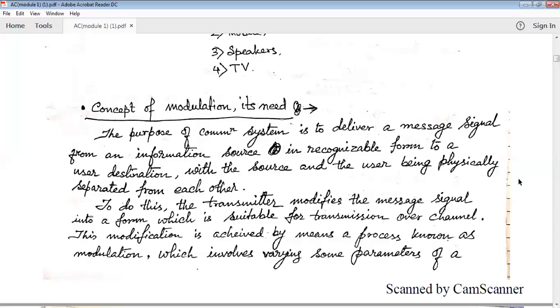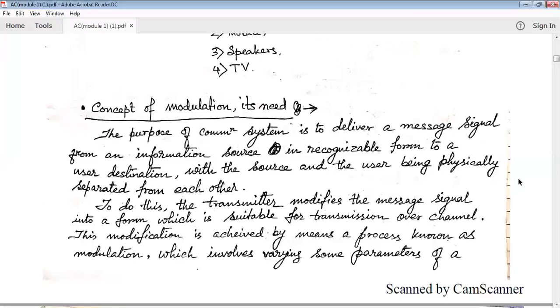My voice can be audible in my home, in my room, but it cannot be audible outside. To make it audible outside, we are using the telephone, this laptop, the internet, and all these are communicated via a carrier signal. The carrier signal is carrying my message signal to you.